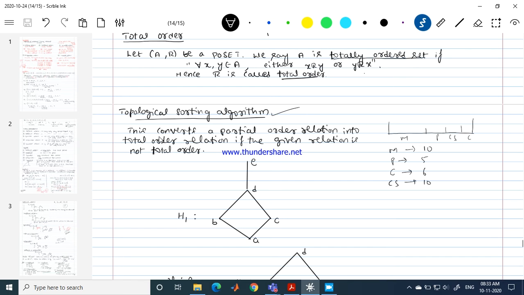If the question is to topologically sort a total order relation, we just mention that the given Hasse diagram represents a total order relation, so we need not topologically sort it. It's already a total order relation. That's all.